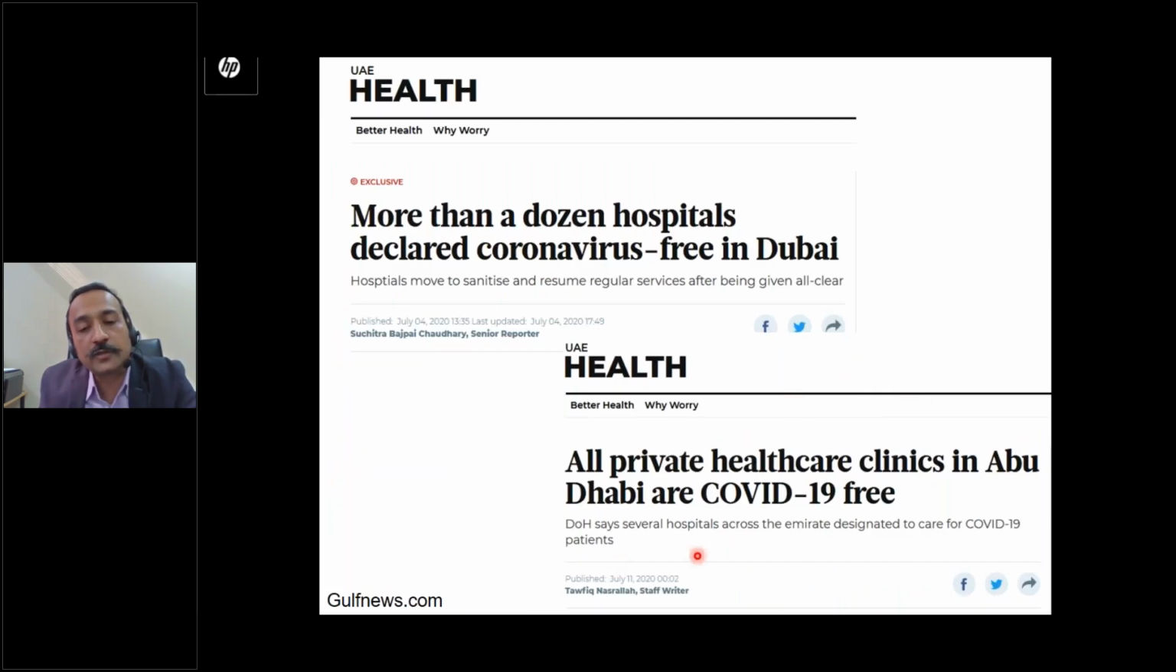This was there in the news last month. A lot of hospitals in Dubai have been declared coronavirus free. Abu Dhabi, all private clinics are COVID free now. So gradually, luckily in UAE, the number of cases has gone down. The hospitals now don't have any inpatient who is coronavirus positive. So when this is made aware, then people know that hospitals are safe now.